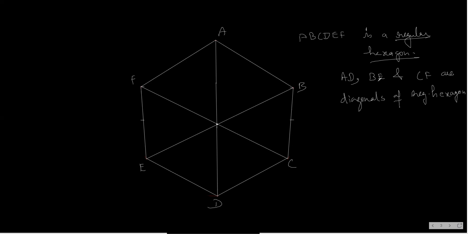Now these are diagonals. AD, BE, and CF are diagonals. So you have three diagonals: AD, BE, and CF. What is more important? These diagonals are concurrent. The diagonals of a regular hexagon are concurrent. What does that mean? It means that these diagonals intersect each other at a single point. At this point, this is one single point. These diagonals are concurrent.